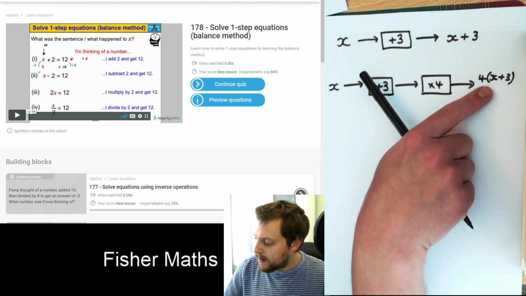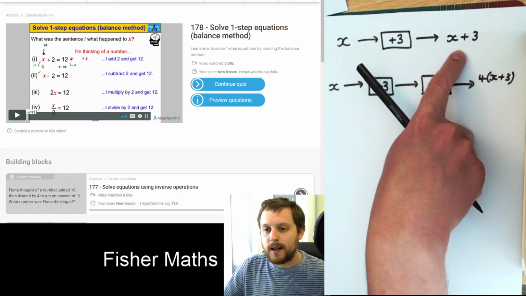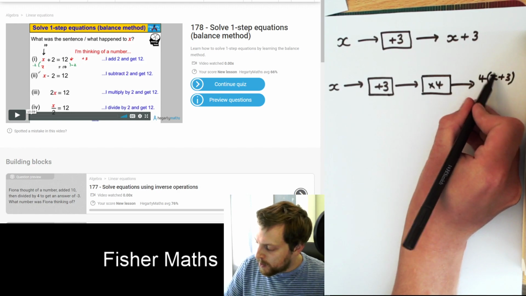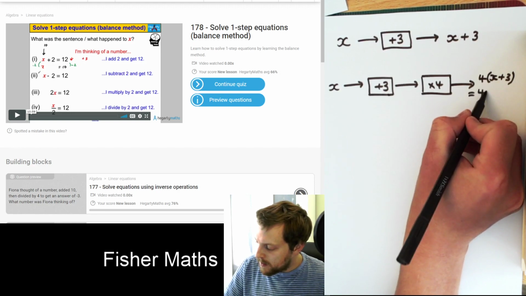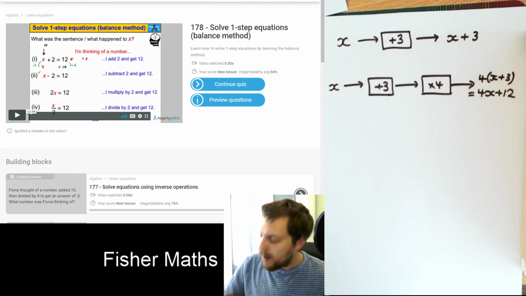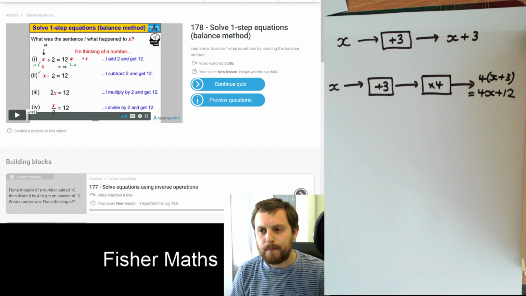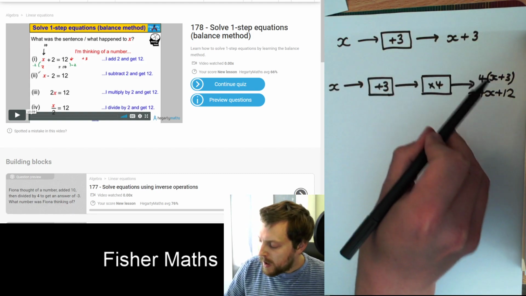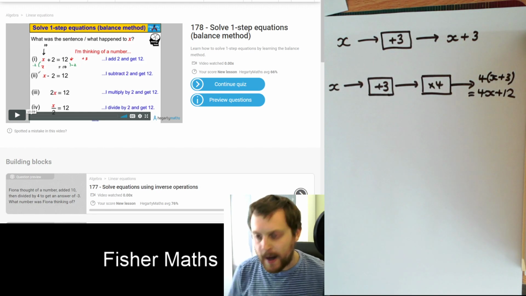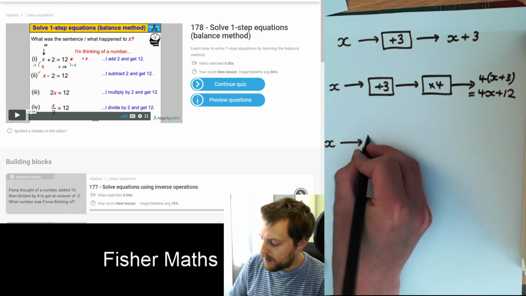If I wanted to expand these brackets, if I wanted to ask, well, what is this here times by 4? Well, remember you do 4 times x, and you do 4 times 3, and you keep that symbol in the middle the same. So again, if there are any questions about this, I can talk about that in a separate video. I just want to highlight the difference though.